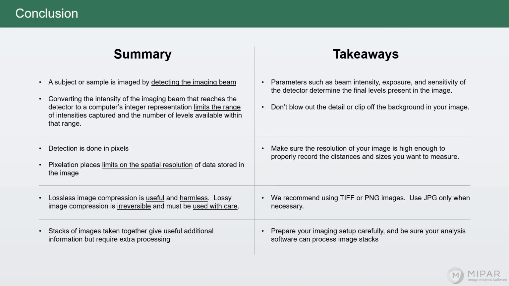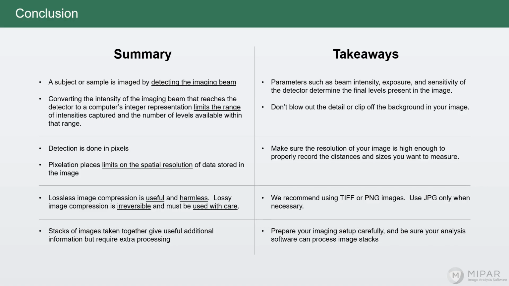In conclusion, we've talked about how an image is constructed by the microscope and the detector, and how the intensity of light that reflects off of or is transmitted through a sample is converted to numbers stored inside the computer. We've learned that the different parameters you have during image acquisition, like beam intensity, exposure, gain, and sensitivity of the detector, all determine the final 0 to 255 data that's stored inside the image. You want to be careful not to blow out detail or clip off the background.